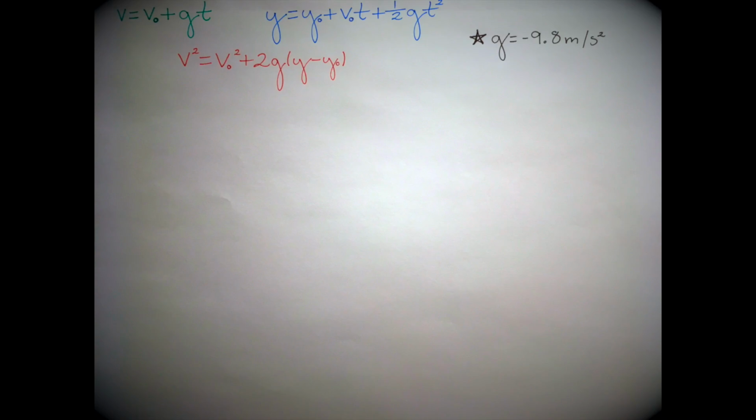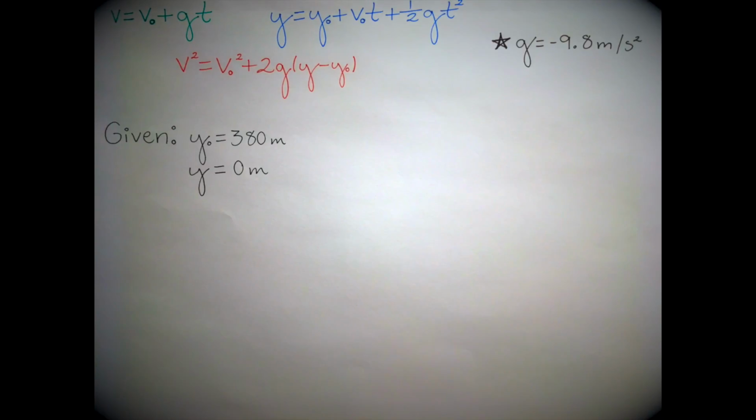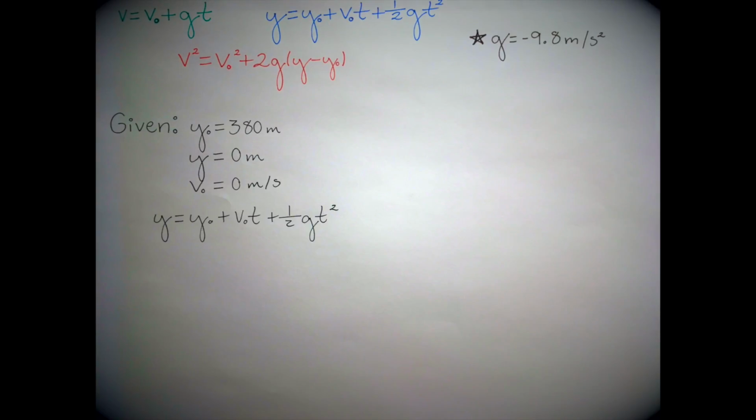Step 1 is always to write down what we are given. We know that Kong's initial height, y0, is 380 meters, and just from logic, we know his final height, y, is 0 meters, and that his initial velocity, v0, is 0 meters per second.